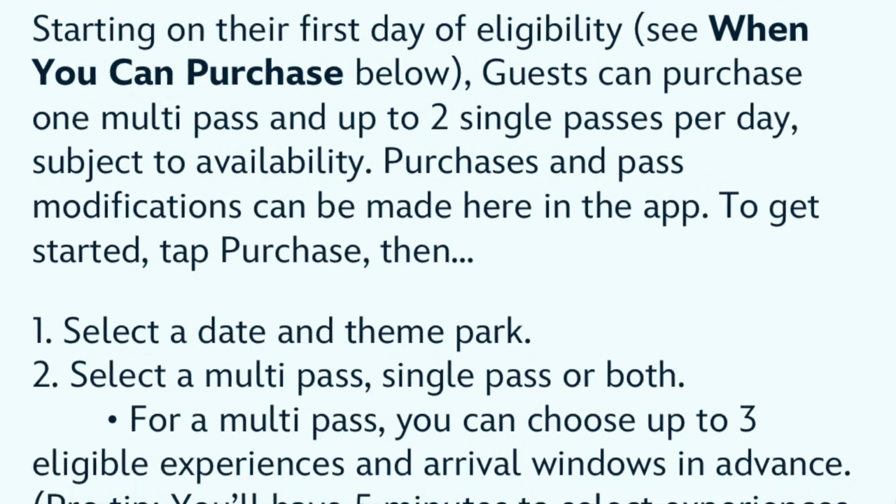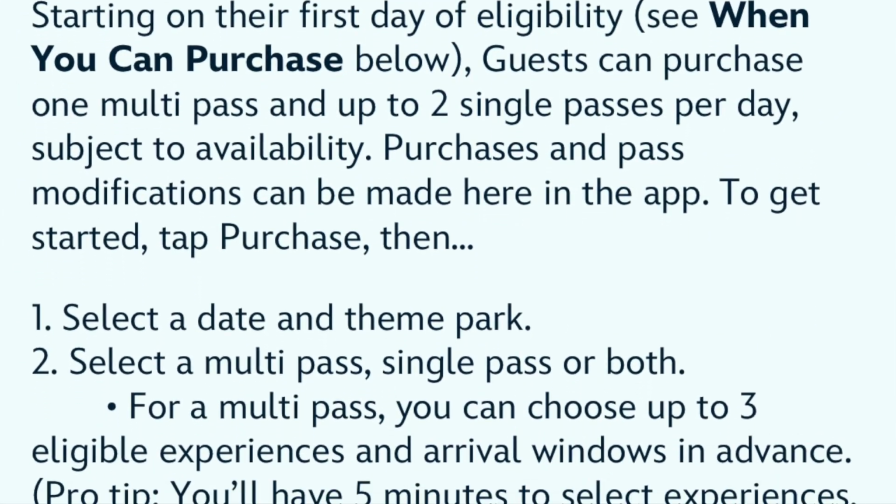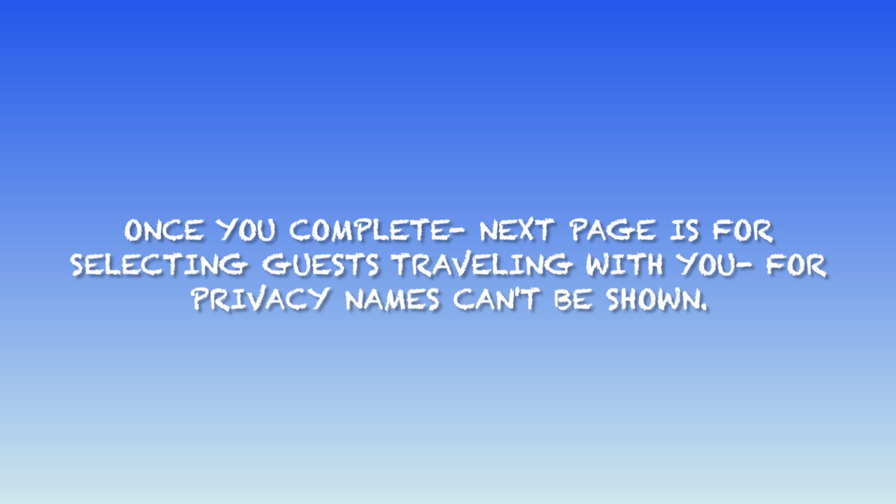Here are the steps to purchase your Lightning Lane. Start with your park. Add your passes, multi-lane or single. Single, you can only have 2 max for the day. Feel free to pause at any moment. This is a lot of information. Everyone in the travel party has to have the same selections, the same 3.